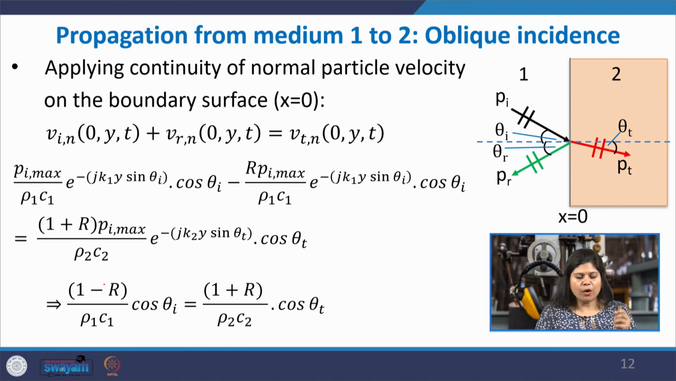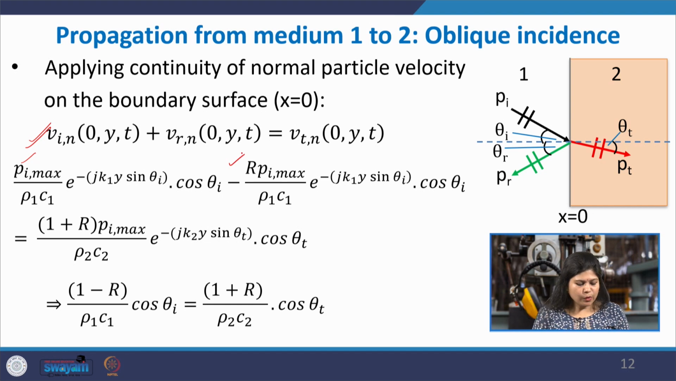Okay. Now, applying the continuity of normal particle velocity at the boundary, let us just equate that. So, we are adding up these velocities. Here we add up with the magnitudes, so plus minus like that. When we did the same thing for pressure, we did not use a minus sign because pressure is a scalar quantity, it anyway gets added, but in the velocity we consider the direction as well.